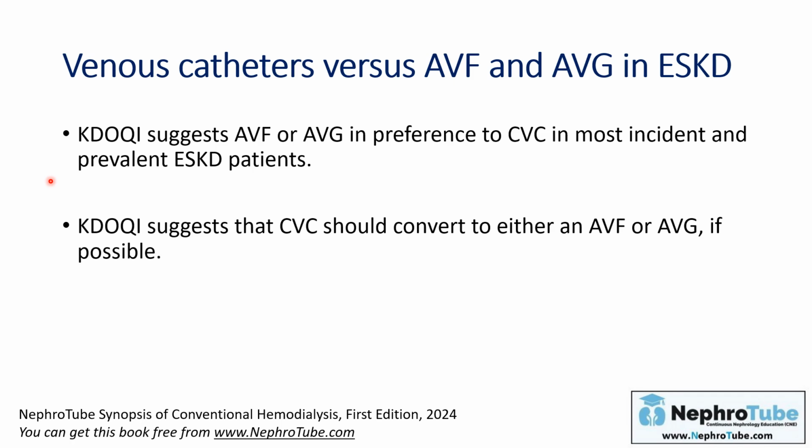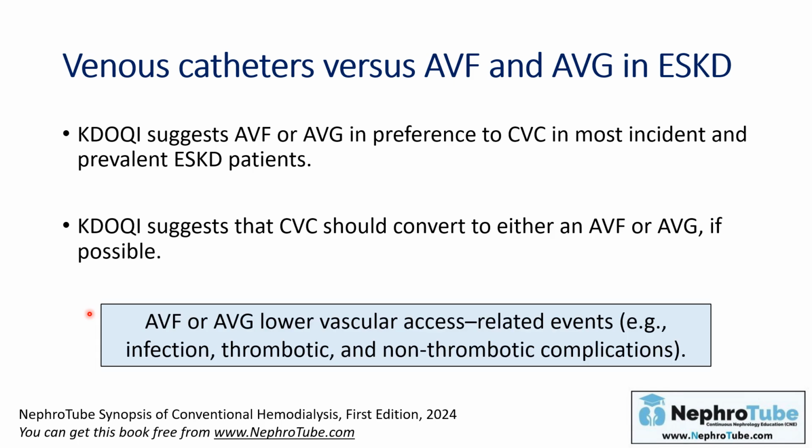So why in general are AVF and AVG better to use than central venous catheters? Because complications and vascular access related events are lower with AV access, as AVF and AV graft, than with the use of catheters. And for sure, as we mentioned before, the complications are lower with AVF than AVG, as we mentioned in previous lectures.